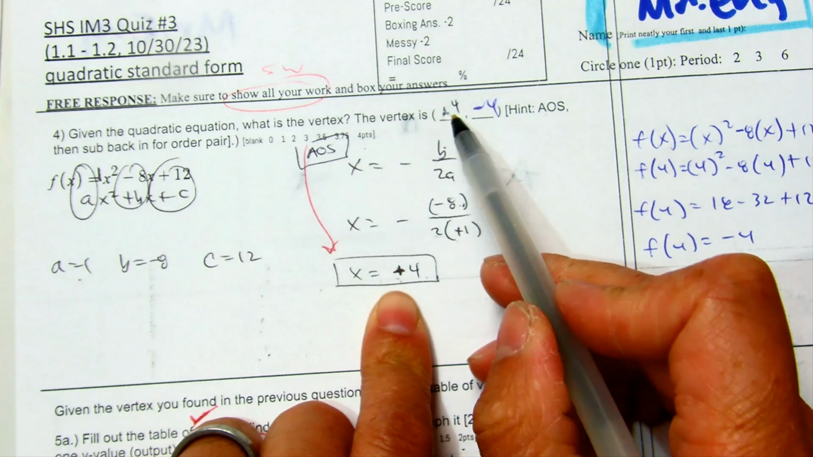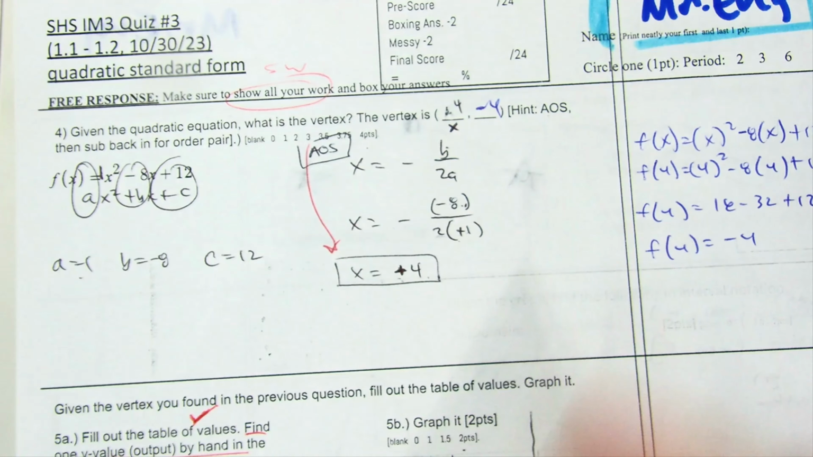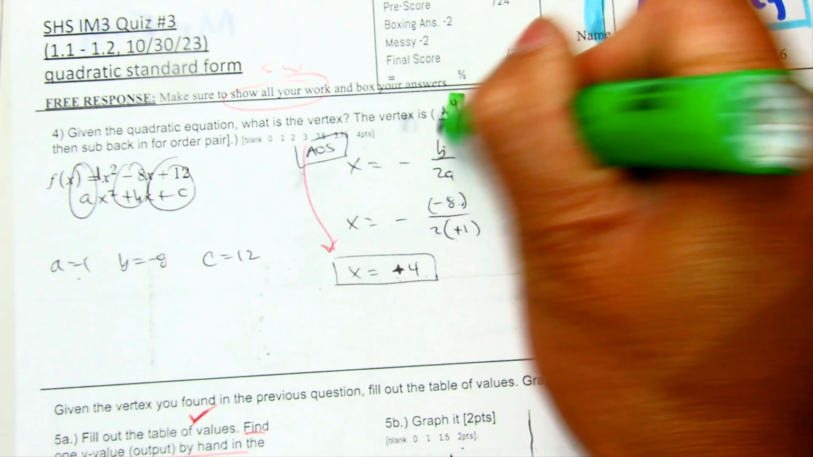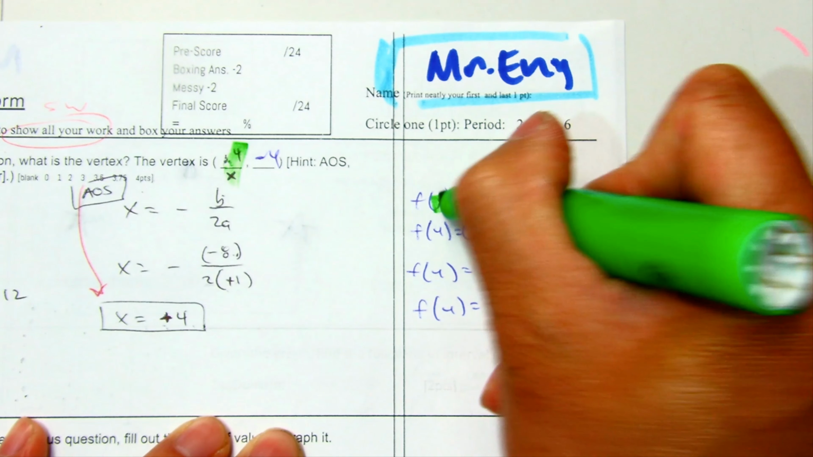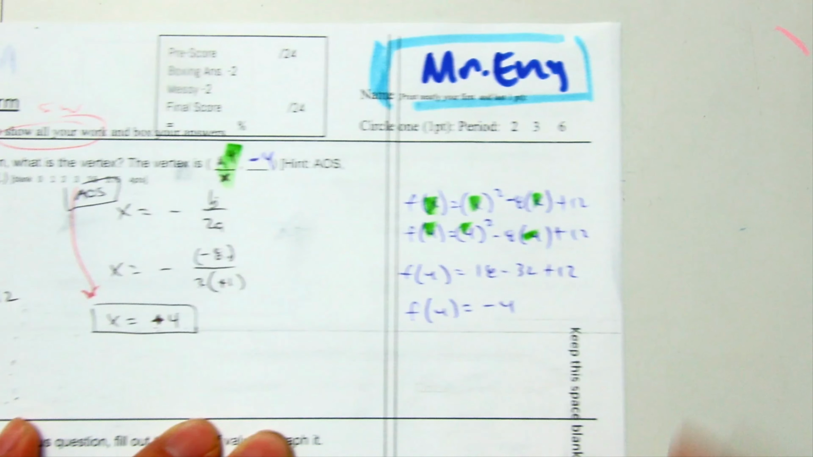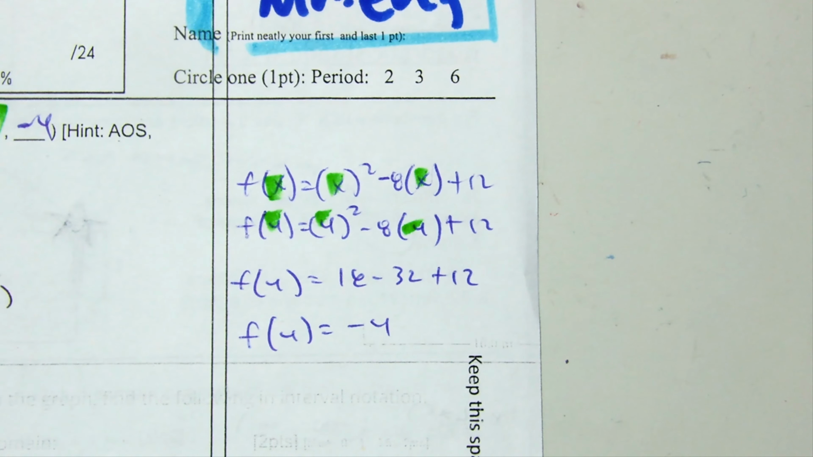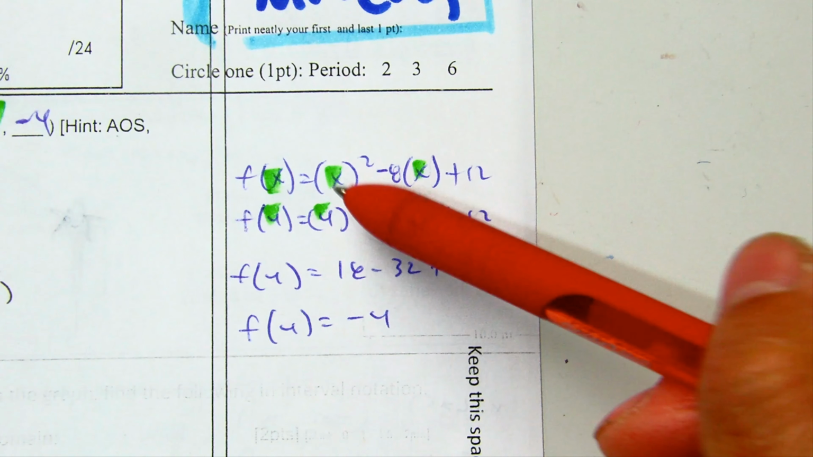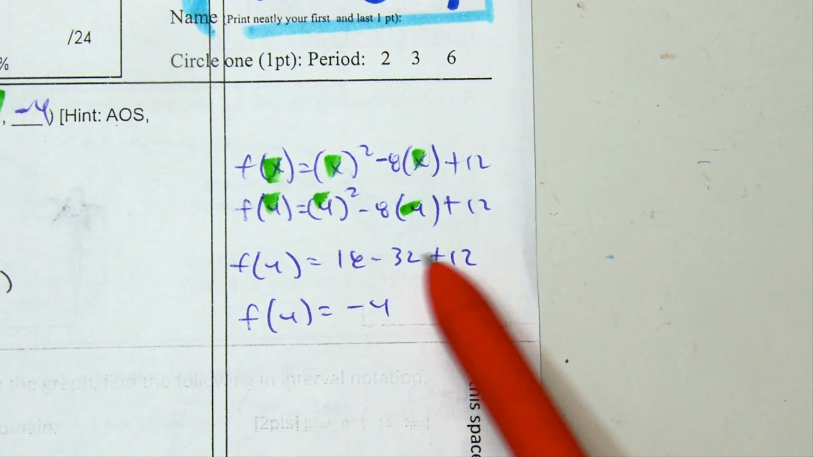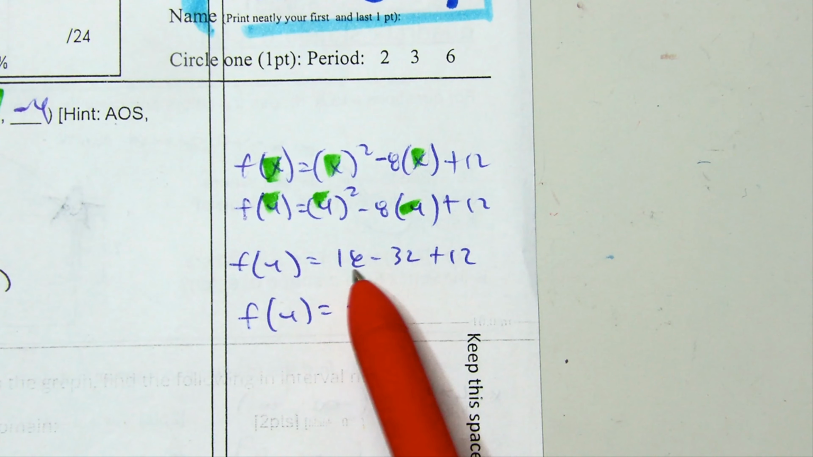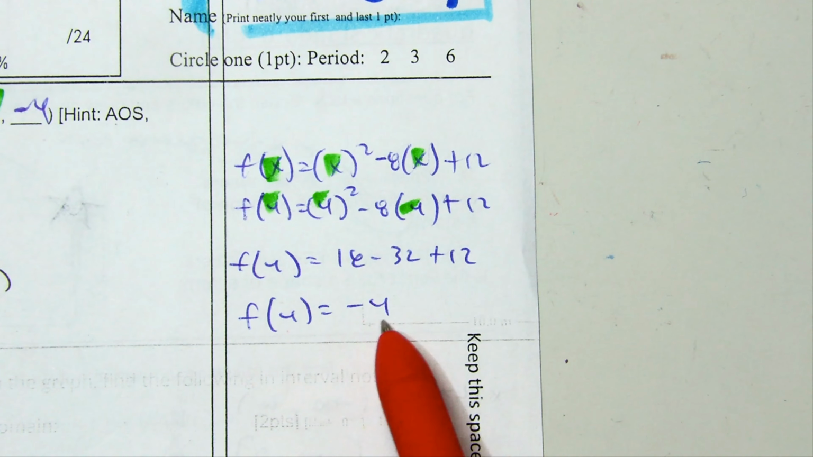Okay, now that I know that my x value is 4, for every x value, you're just going to sub it back into the original. So every x value here is going to become 4. So here you're going to have 4 squared is 16. Negative 8 times 4 is negative 32, plus 12. So that's negative 16 plus 12, which would give you negative 4. 4, negative 4 is your answer.